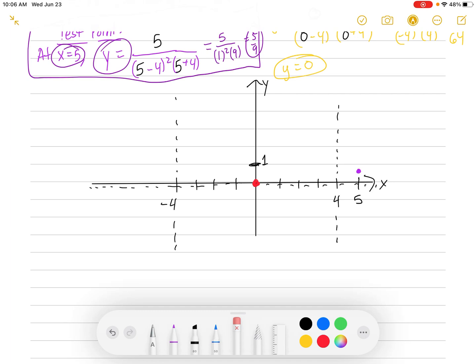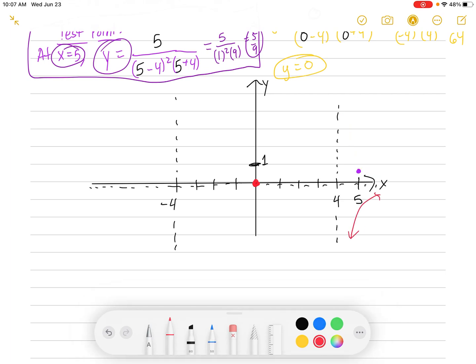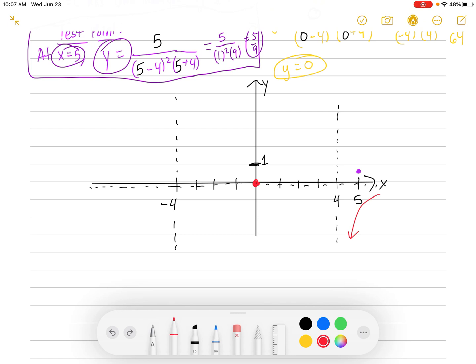Now, why did I create this point on the right side? I want to know where my graph is going. Is the graph up here in this upper right corner, or is the graph down here in this bottom right corner? Well, according to our point, we know the graph is in the upper right corner. So the graph, I'm going to make this a red dot now, is going to be up here. So our graph has to follow the vertical asymptote and it has to follow the horizontal asymptote.